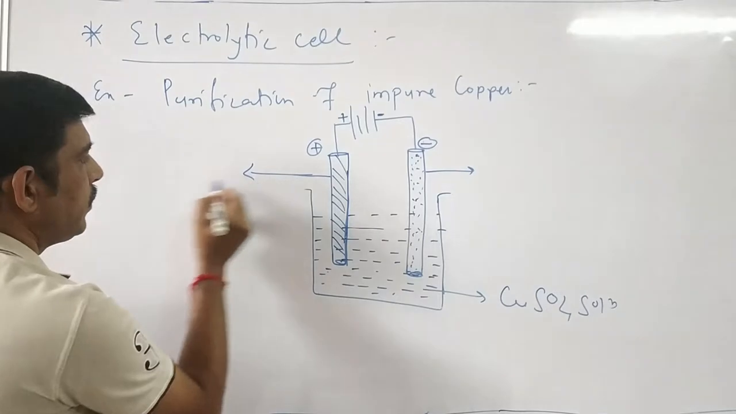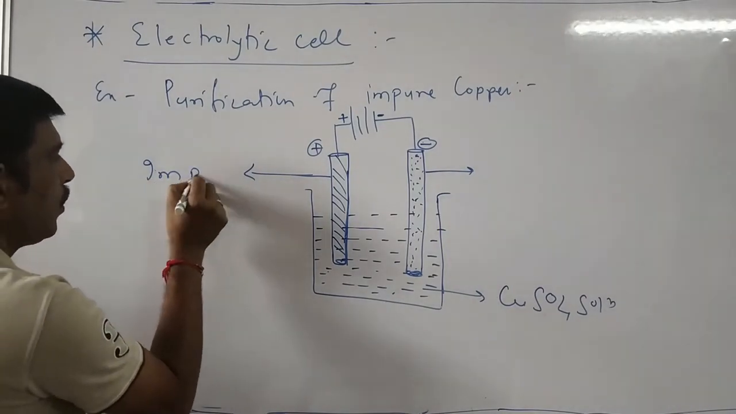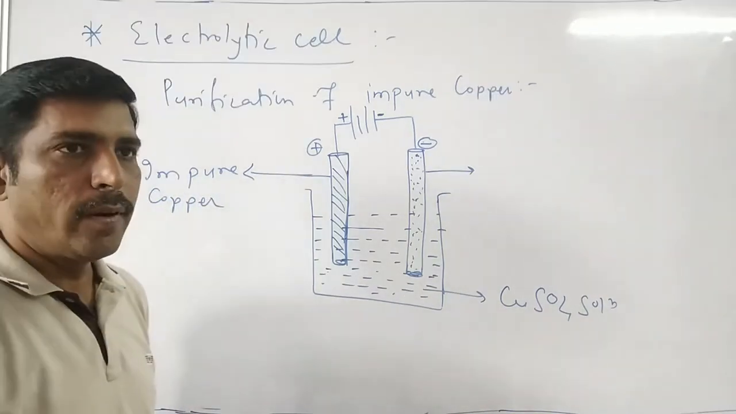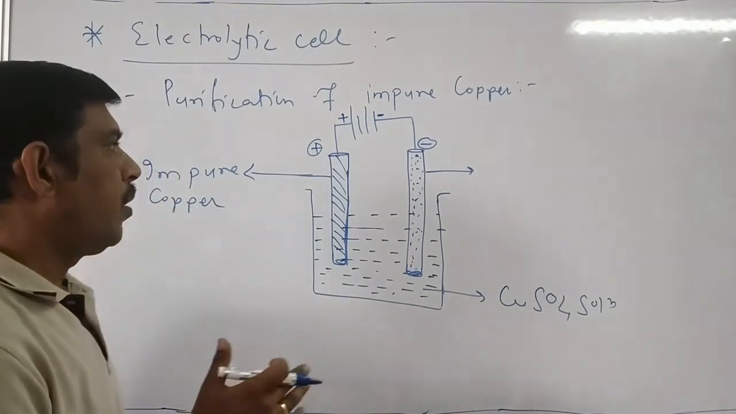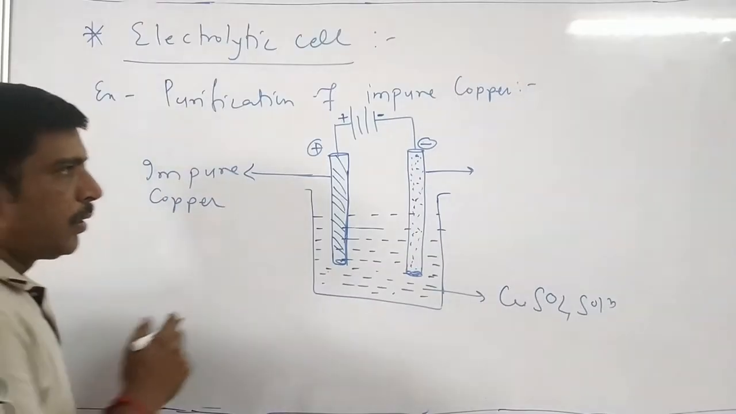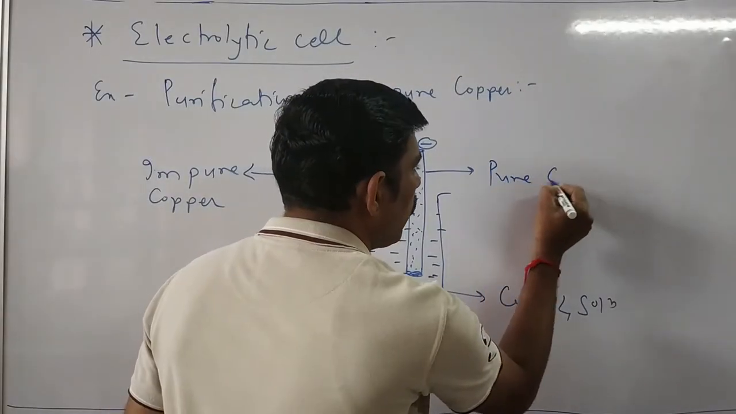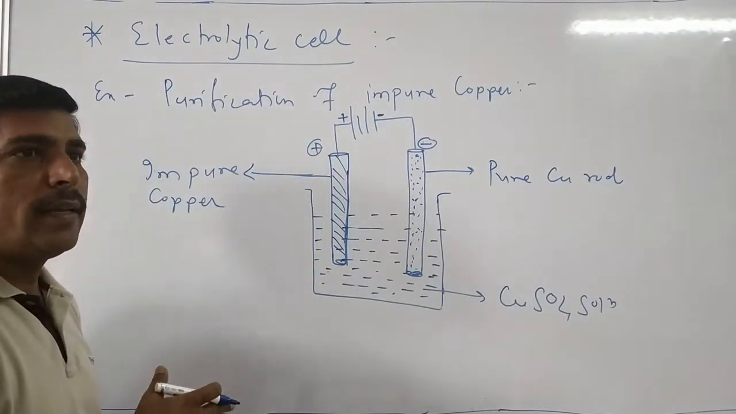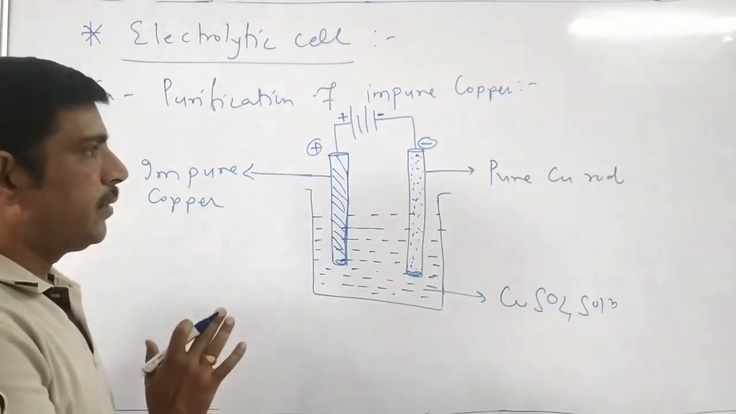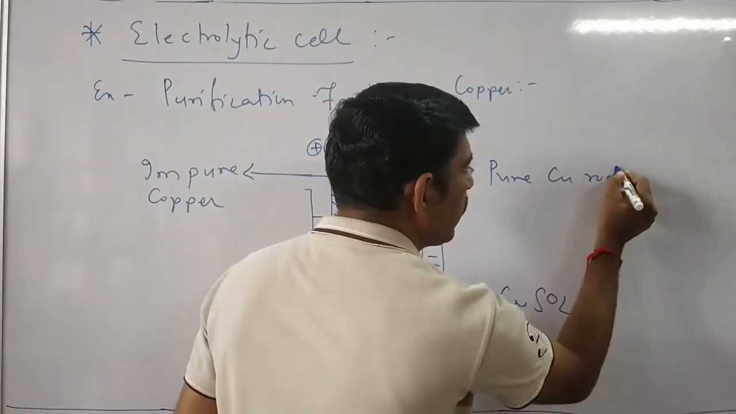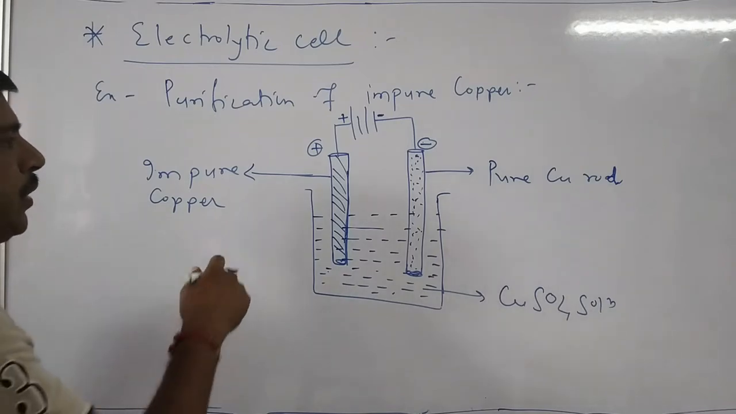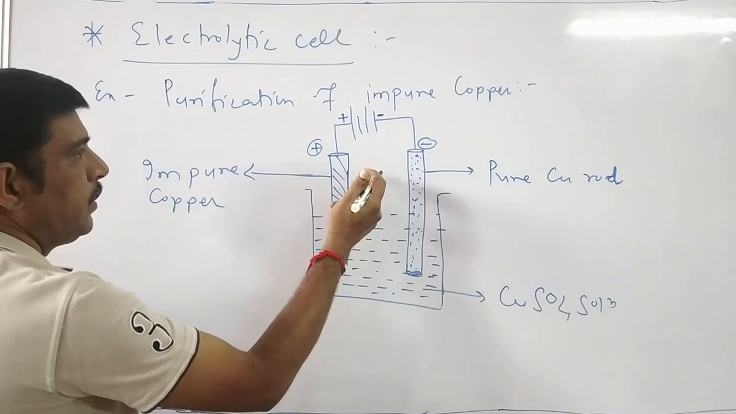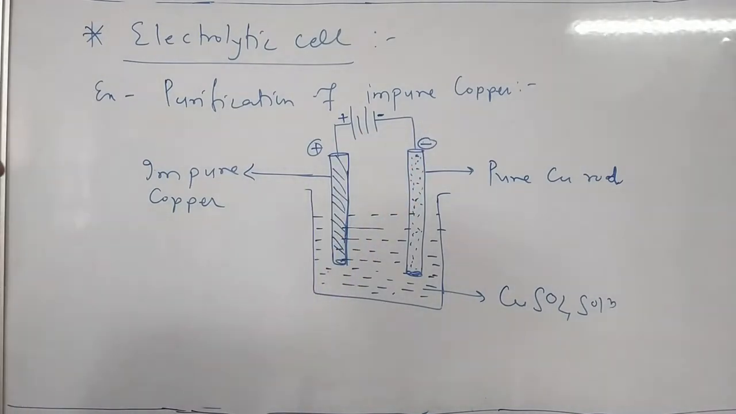This rod is made of the impure copper, which we got from the different stages of extraction of copper from the copper ore. This is a pure copper rod which is already available. This process takes place on a large scale in industry, in the purification of copper. And this electrode is the negative electrode.